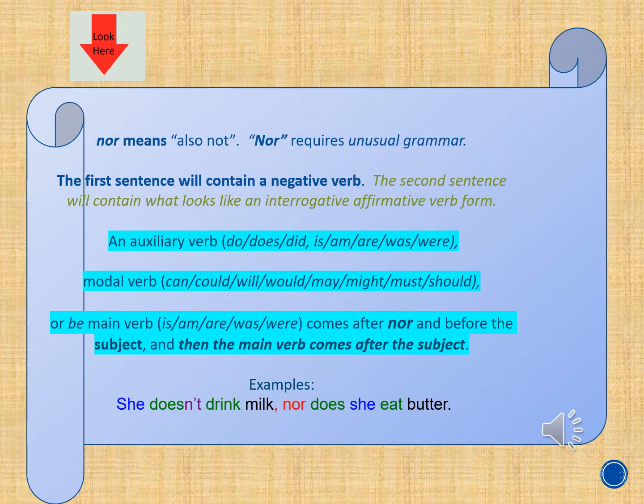Okay, so here we're going to see examples, and I'm going to give you all the words that you need in order to make the second independent clause when you are going to use the word nor. Okay, so nor means also not. That's the real meaning of nor. Also not. Nor requires an unusual grammar.